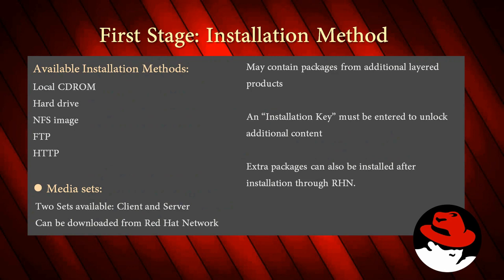It has the media sets. The two sets available are client and server. It can be downloaded from the RHEL Red Hat network page, which may contain packages for additional layered protocol products. The installation key should be entered to unlock additional content. That is not a problem. You can also boot with an ext2 image or the ISO image from the USB drives or NFS media and so on.